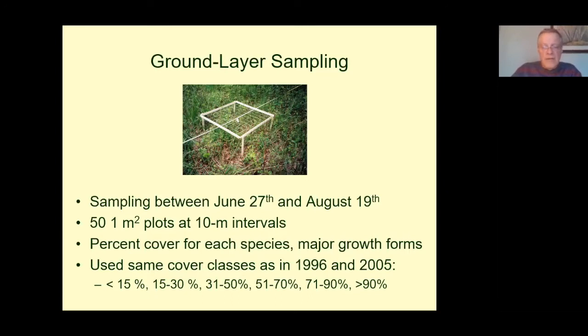I defined ground layer vegetation as all herbaceous plants plus all woody plants less than 1 meter in height. I sampled ground layer vegetation in 50 1-meter square plots established at 10-meter intervals along each transect. Within each plot, I recorded presence and cover class of each species of ground layer plant rooted within the plot, as well as the total coverage of each major growth form. I recorded percent cover using the same cover classes as the previous studies, and you can see those 6 cover classes at the bottom of this slide. Nomenclature followed Wilhelm and Rericha, 2017.